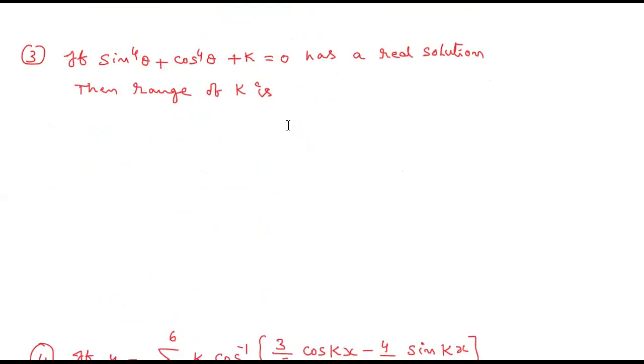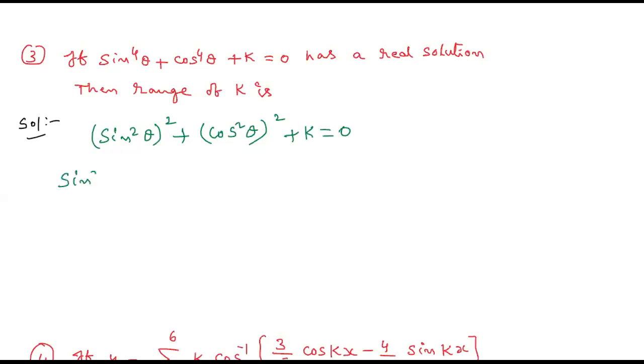See this? If sine power 4 theta plus cos power 4 theta plus k is equal to 0 has a real solution, then the range of k is what they are asking. Now, sine power 4 theta, we can write as (sine squared theta) whole square, plus cos power 4 theta, we can write as (cos squared theta) whole square, plus k is equal to 0. This is in the form of a square plus b square.